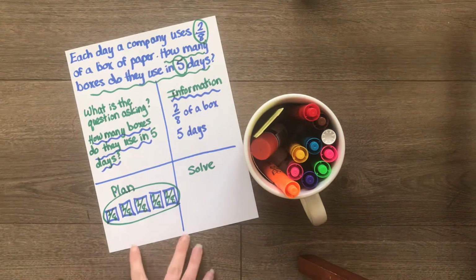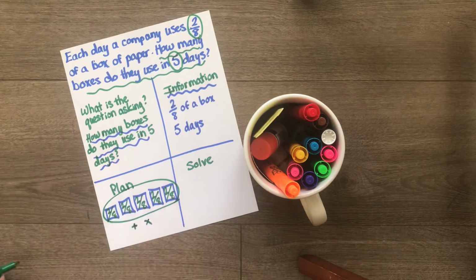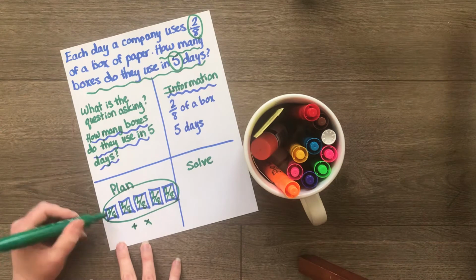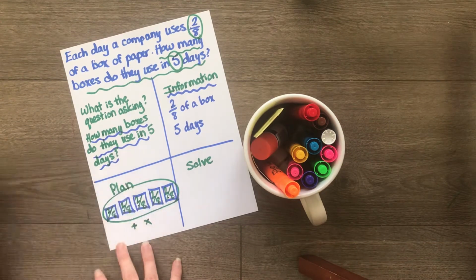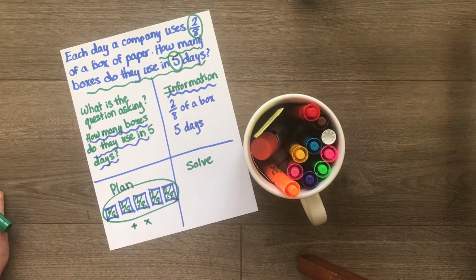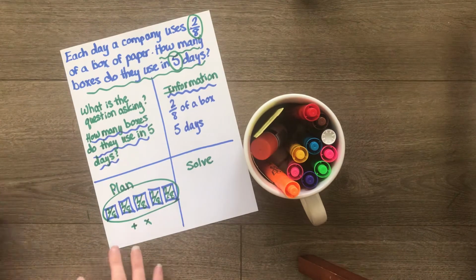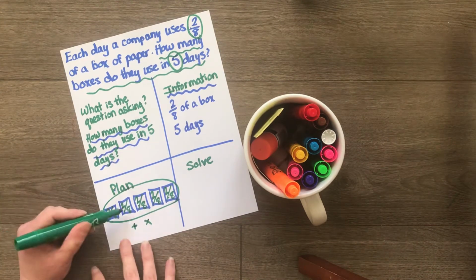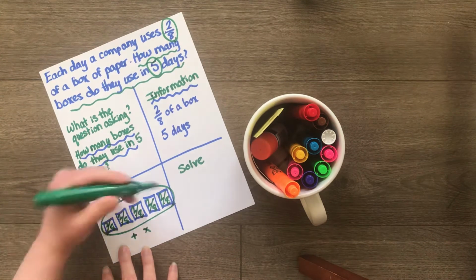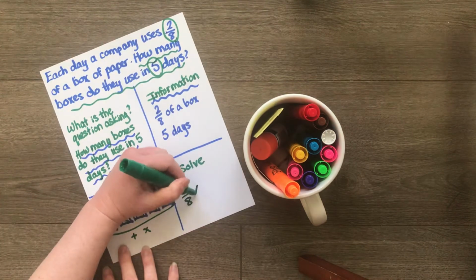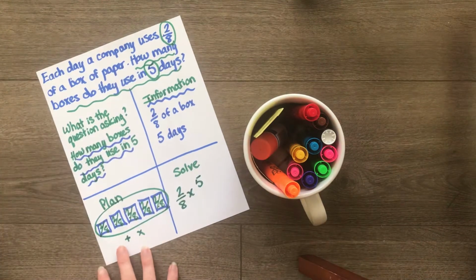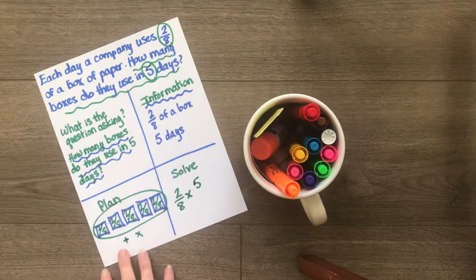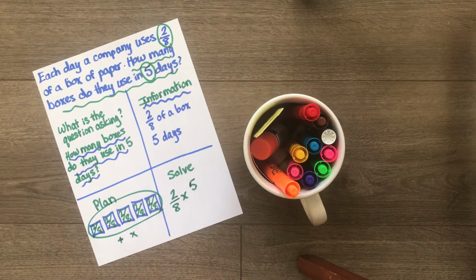That tells me that I either need to add or multiply. And in actuality, I could do either. I could add 2/8 plus 2/8 plus 2/8 plus 2/8 plus 2/8. That's not a problem. But since we've been talking about multiplication, remember, multiplication is a shortcut for addition. And so in actuality, I could just write 2/8 times 5 days. Pretty cool, huh? So that's how I'm going to solve my problem now.